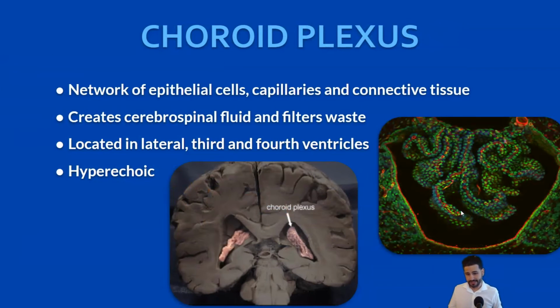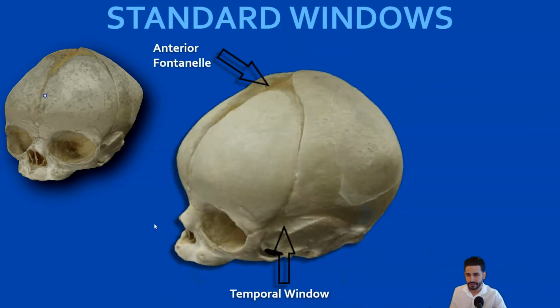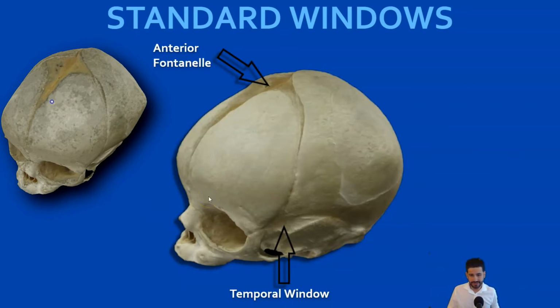So the choroid plexus, very important. It is a network of epithelial cells, capillaries, and connective tissue that creates the cerebrospinal fluid. It also filters wastes. It is located in the lateral ventricles, as you can see here. It is also located on the roof of the third ventricle, and the fourth ventricle, and they're hyperechoic. So now let's go into scanning windows.